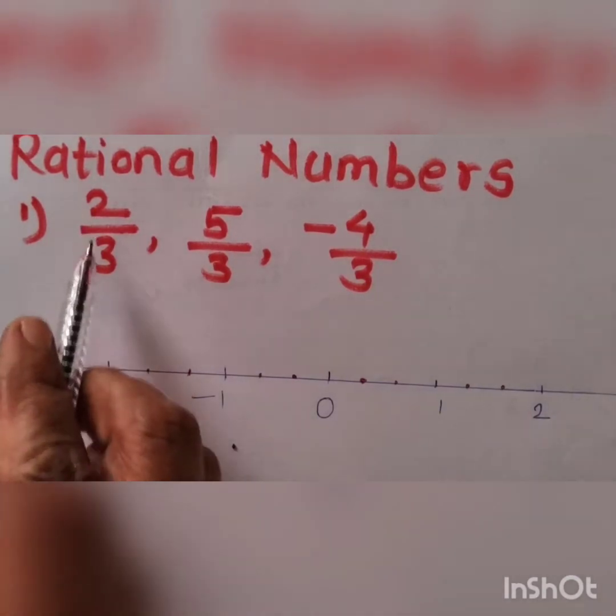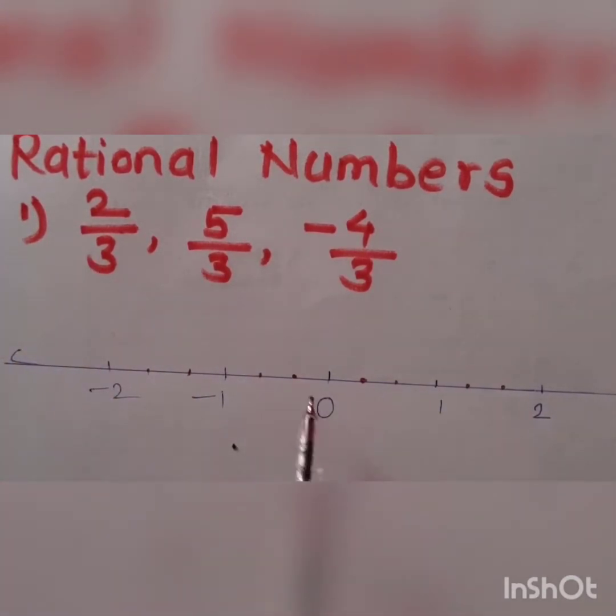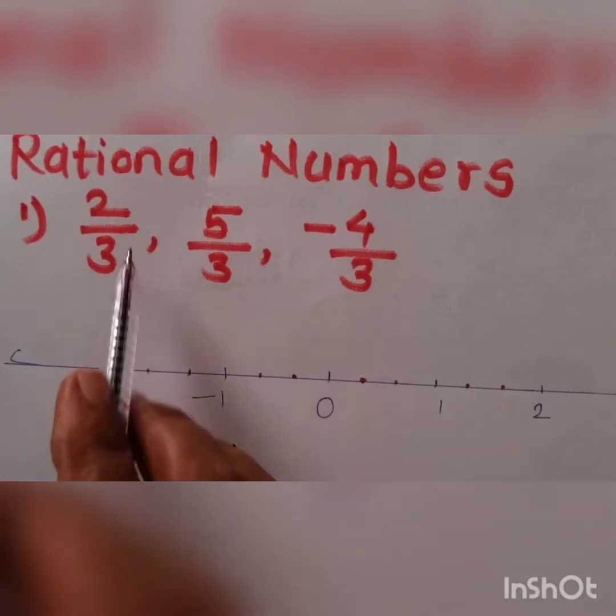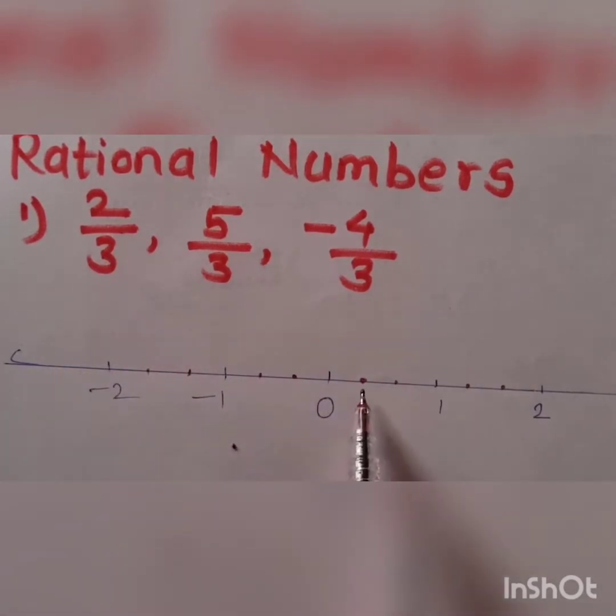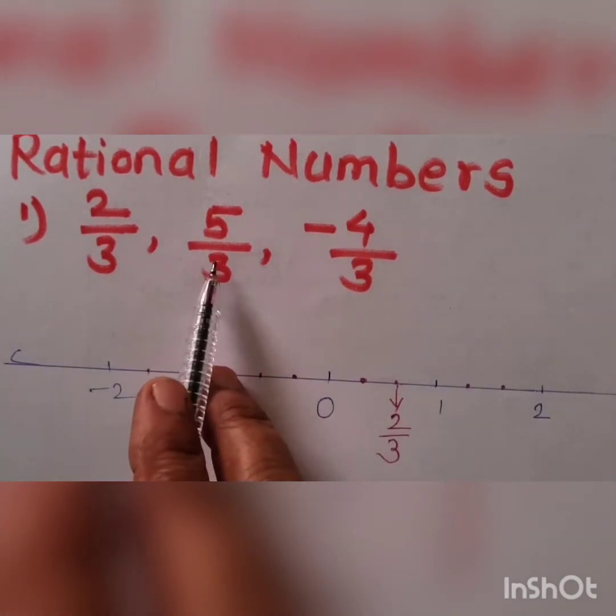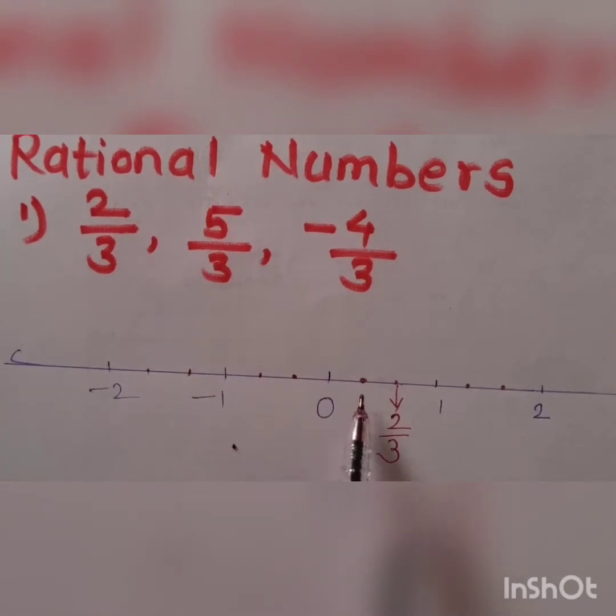Then we have to show 2/3 on the number line from 0 to the right side, because this number is positive. This first point represents 1/3, and this second point represents 2/3. Next one, 5/3, it is also positive. We are counting here 1/3, 2/3, 3/3 means 1, then 4/3, and after that this point will represent 5/3.